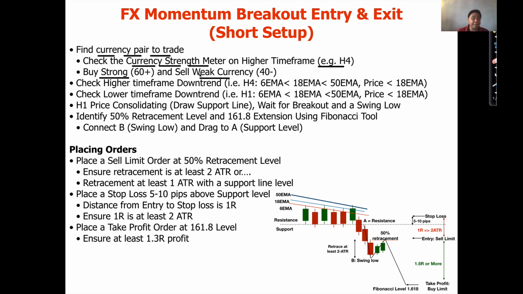So once I've identified which pairs to look out for, I'll then look at the charts. So first I check the higher time frame chart to ensure a clear downtrend. So example on H4, the 6 EMA below the 18, 18 below 50, and the price clearly below the 18 EMA. Then I drill down to the lower time frame, which in this case is the H1 chart, looking for the setup, the break and the retracement.